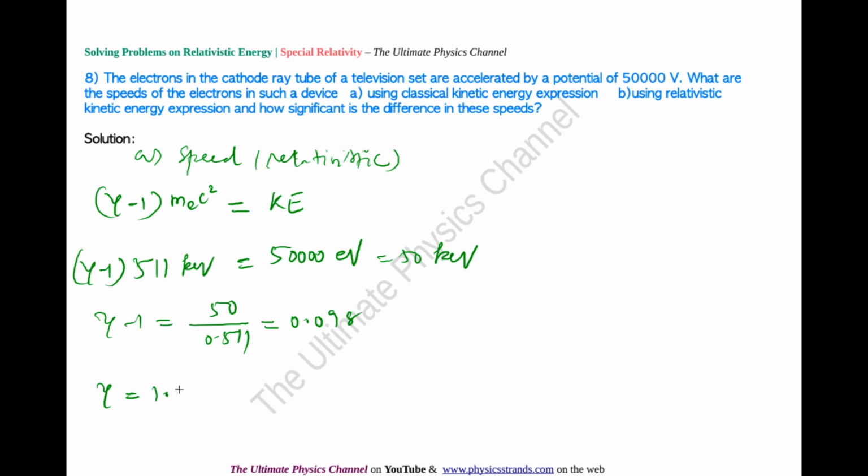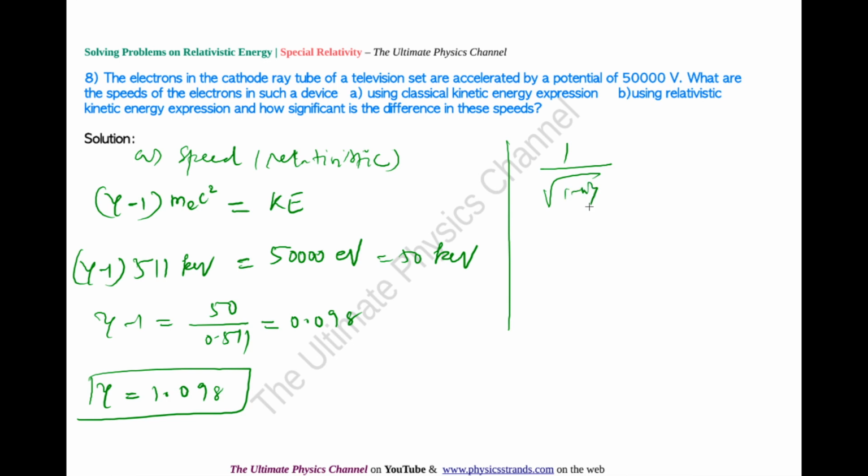So it is 1.098. For this gamma, we can easily calculate the speed using 1 over square root of 1 minus u squared over c squared equals 1.098. Therefore, u turns out to be 0.413 c. So this is the speed of that electron if we use the relativistic expression.